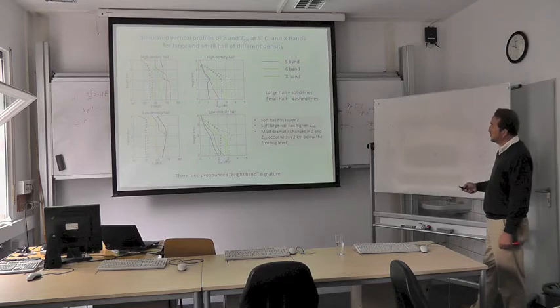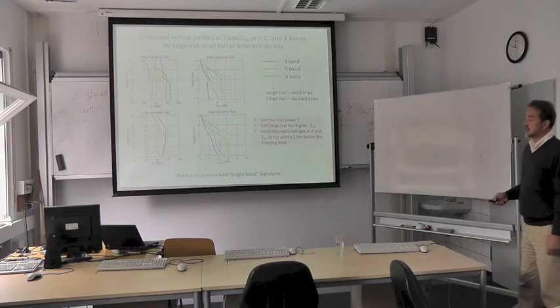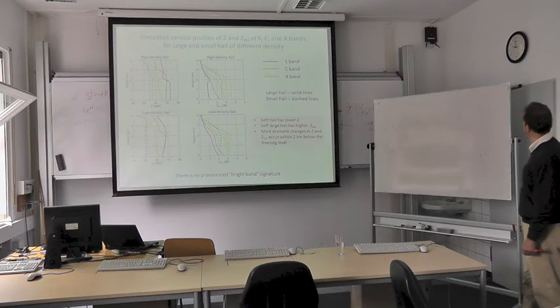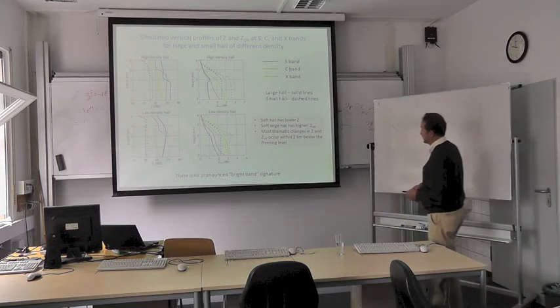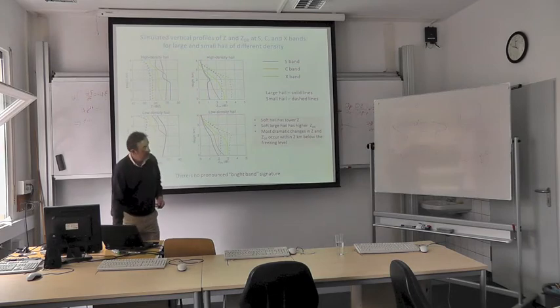So whenever people try to detect hail, they have to take into account this tremendous difference between large hail and small hail, and the difference in vertical profiles of radar reflectivity and differential reflectivity in all three major radar wavelengths used in radar meteorology. So it's not an easy thing to do.